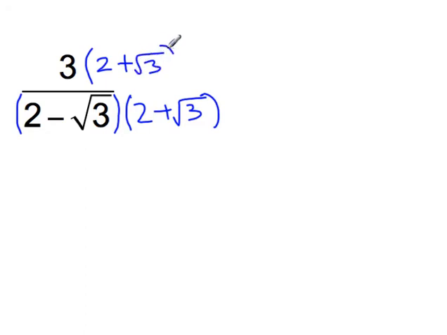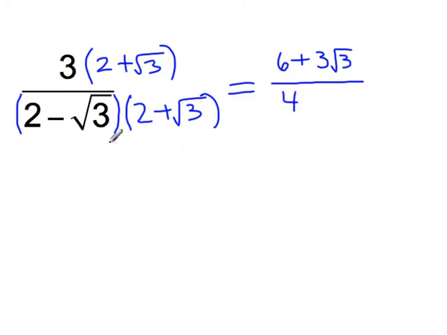Because then it's really like multiplying by 1, and when you multiply by 1, you're not actually changing the value of this number or fraction. Now I'm going to multiply this out. This would be distributive property. 3 times 2 is 6, plus 3 times square root 3. I'm just going to rewrite that as 3 square root 3. Over, now we're going to FOIL. 2 times 2 is 4.